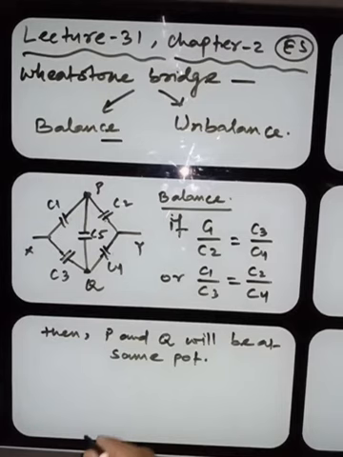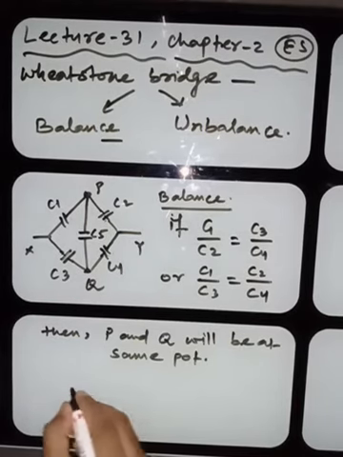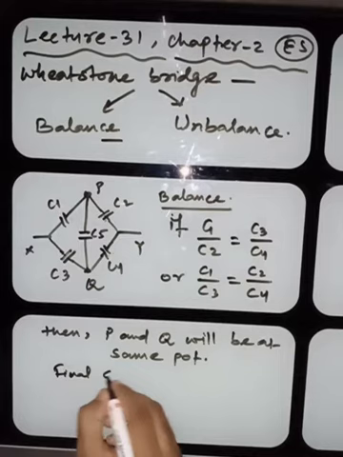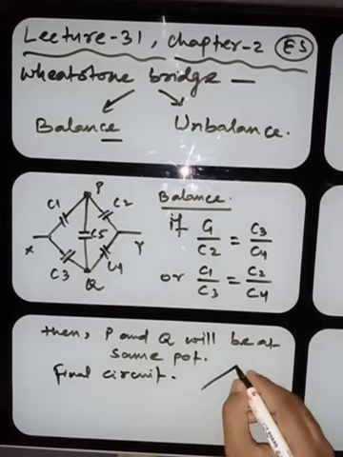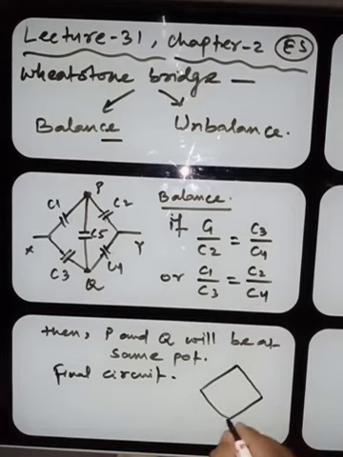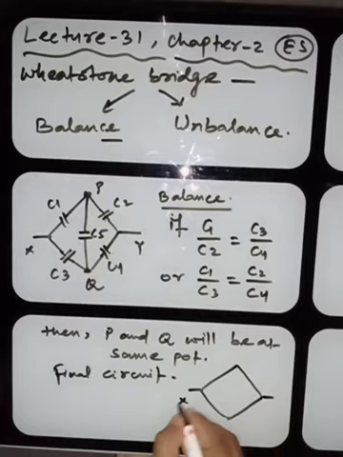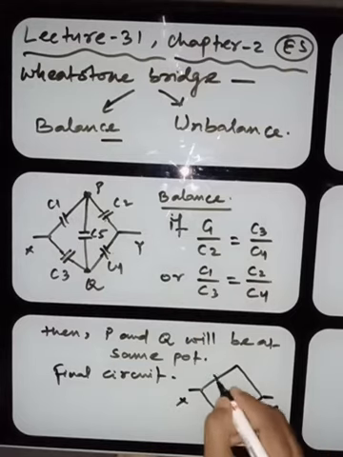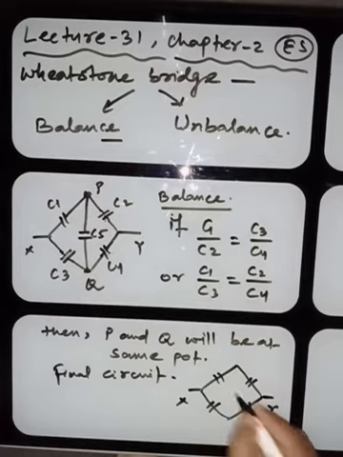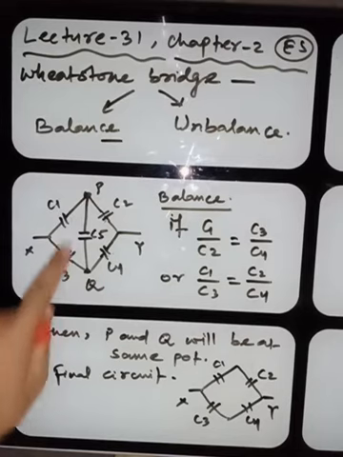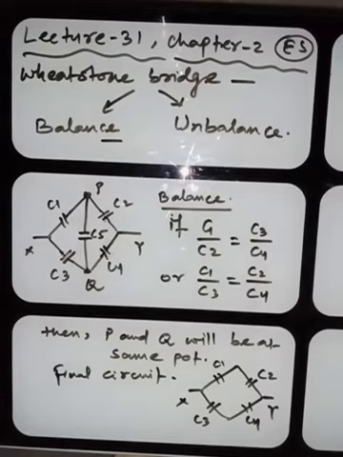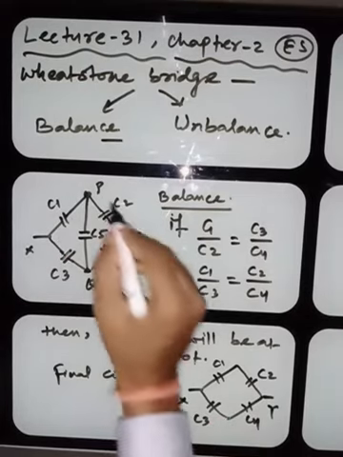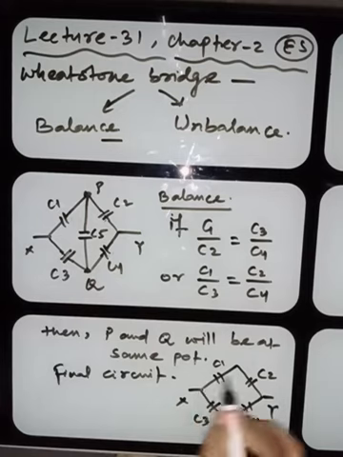We can remove this C5, and then the final circuit looks like this one, and this will be the simplest one. You will be highly interested to solve such type of question based on a balanced Wheatstone bridge, my dear student. C1, C2, C3, and C4. Now, you can see that C5 is removed from the circuit. This was very difficult to solve, but now it is very simple.